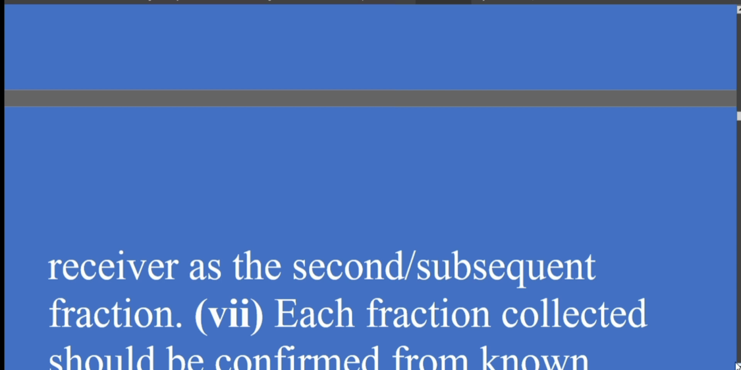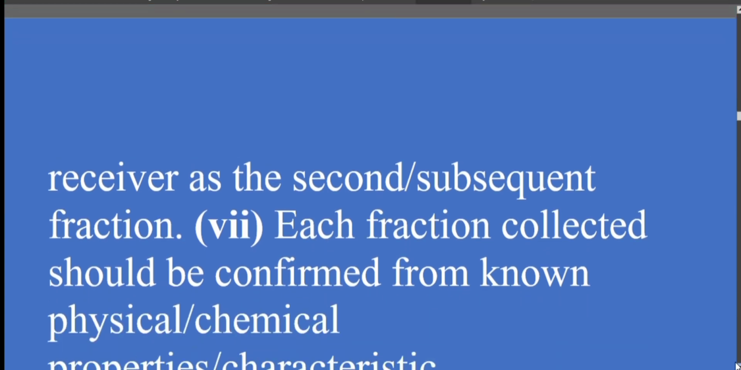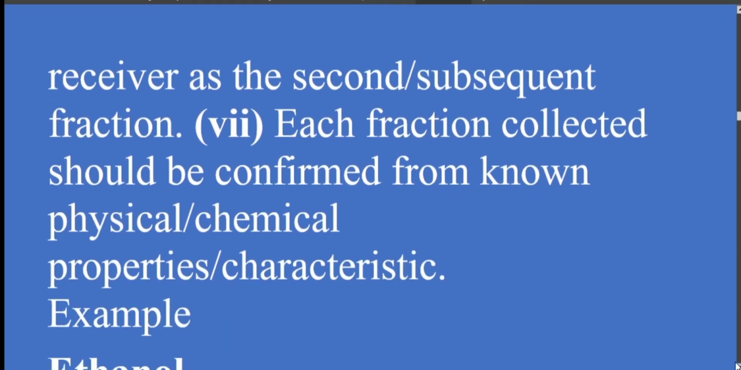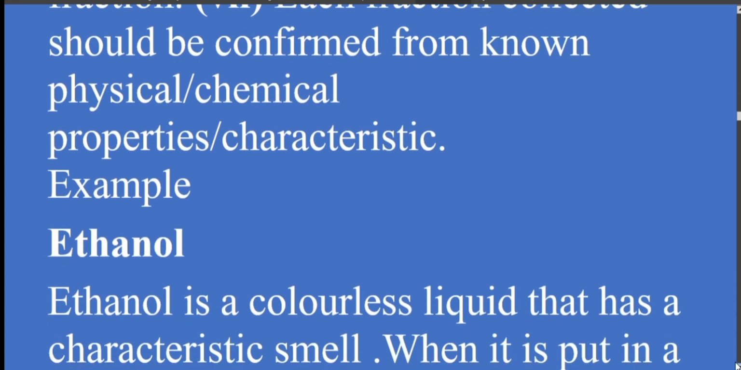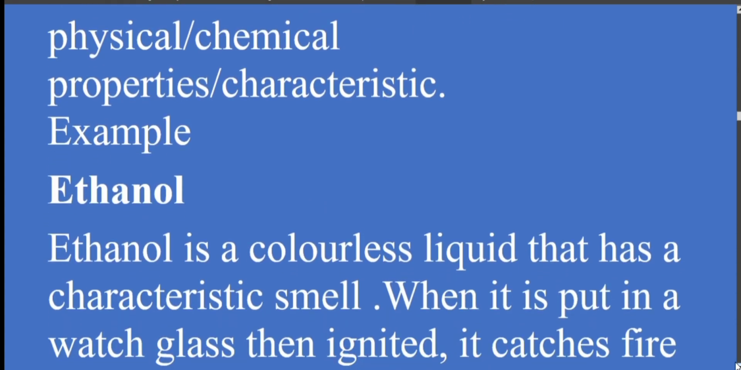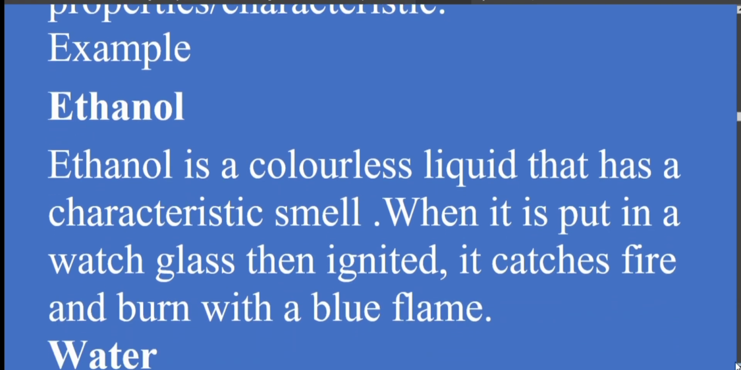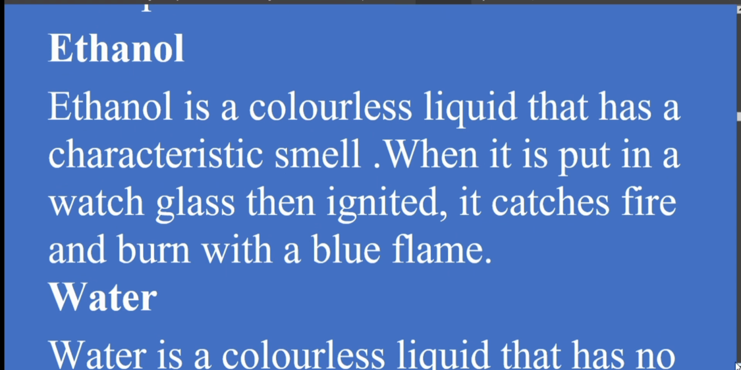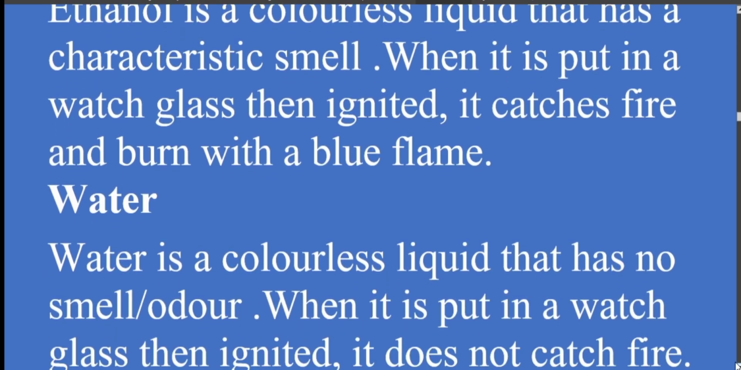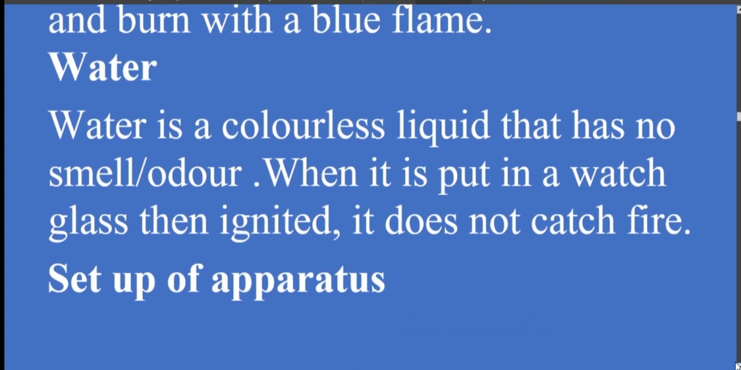Each fraction collected should be confirmed from known physical or chemical properties. For example, ethanol is a colorless liquid that has a characteristic smell. When it is put in a watch glass and ignited, it catches fire and burns with a blue flame. That's how we can test ethanol. Then water is a colorless liquid that has no smell or odor. When it is put in a watch glass and ignited, it does not catch fire.